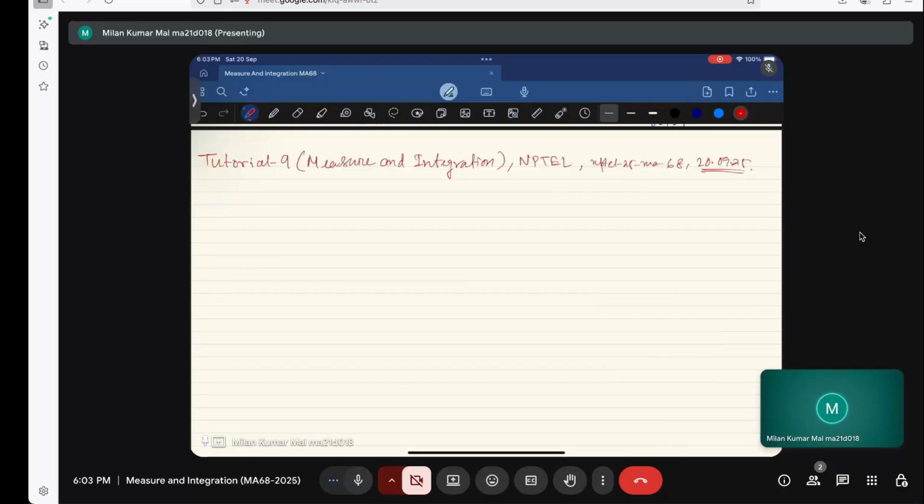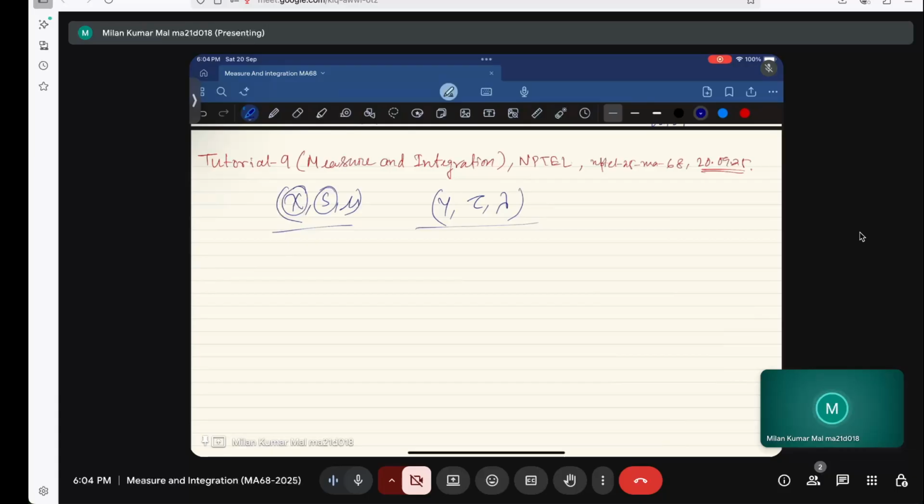In this tutorial, what we will discuss mostly is this: whenever you have a measure space, X, S, mu, there X is a set and S is the collection of all measurable sets, and mu is a measure on that. And suppose parallelly you have Y, tau, and another measure lambda. So you have a separate set, separate measurable space, and separate measure.